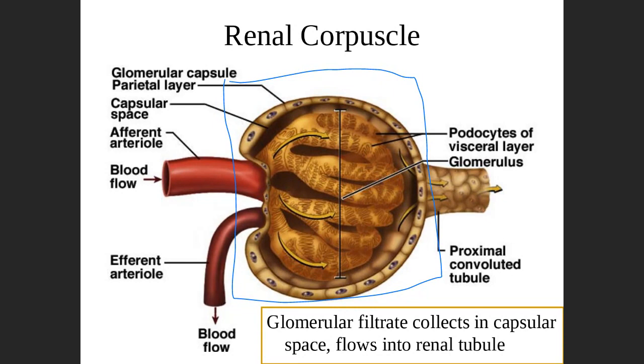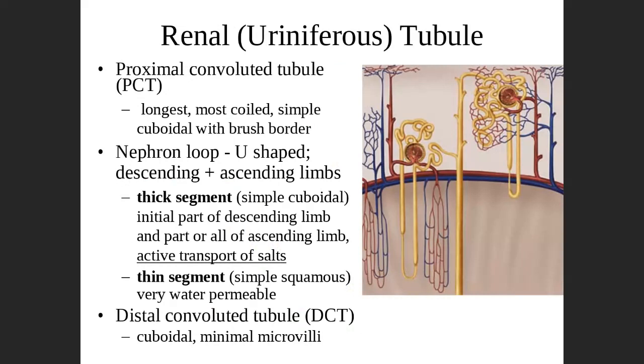But it only has like this. That's the Bowman's capsule, okay? And the glomerulus underneath. So together, it's known as renal corpuscle. Okay? So you can say, oh, here's a renal corpuscle. But you can see the renal corpuscle has the glomerulus inside and the Bowman's capsule on the outside.